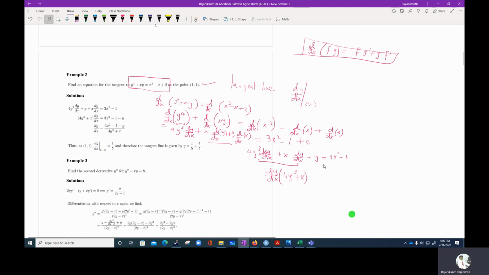Now move this y to the right side, and you will get 3x squared minus 1 minus y. Then dividing both sides by this will give you dy over dx, which is 3x squared minus 1 minus y over 4y cubed plus x. That's the answer you get for dy over dx.